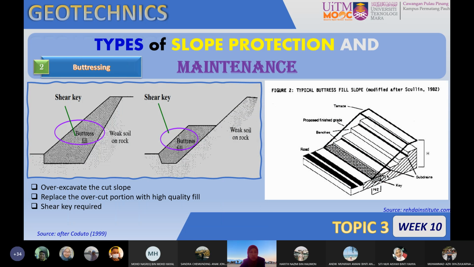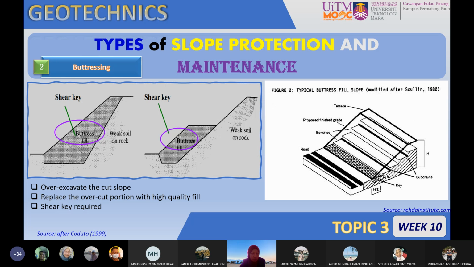The next one is buttressing. Buttressing is a process where you construct a shear key along the slope face or at the toe of the slope. The purpose is to reinforce the slope against soil movement, and you can see that this is where you have over-excavated the cut slope, and you replace the overcut portion with high quality fill, and also you apply the shear key for the area.